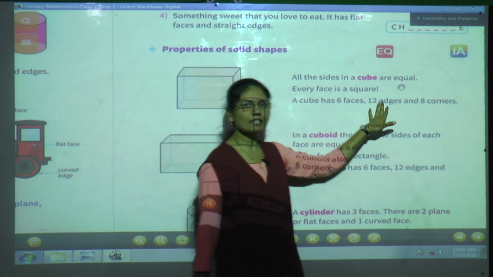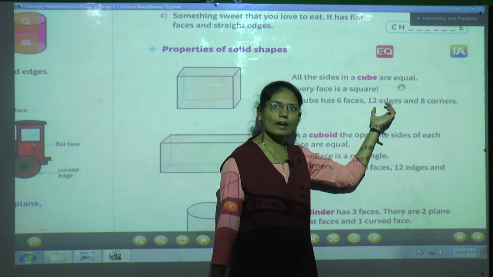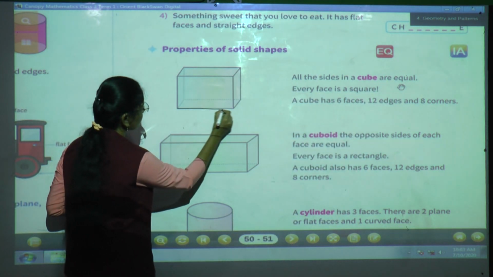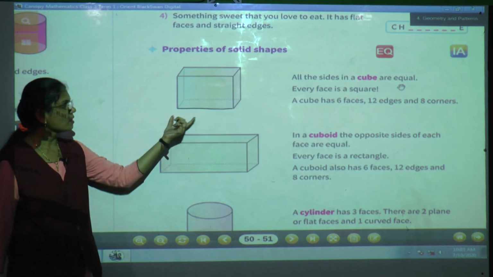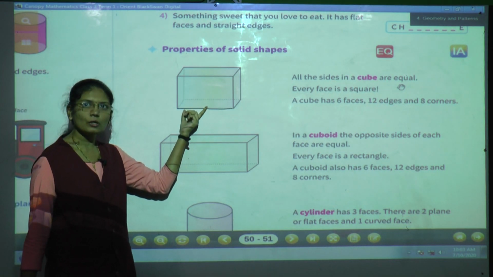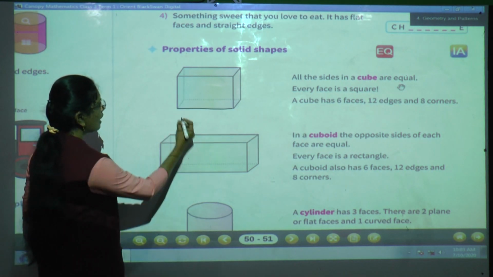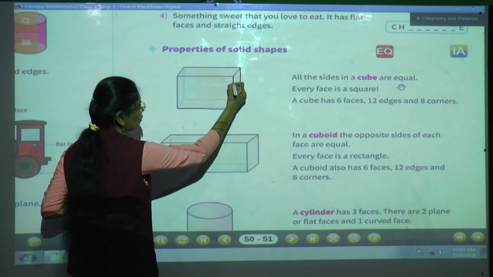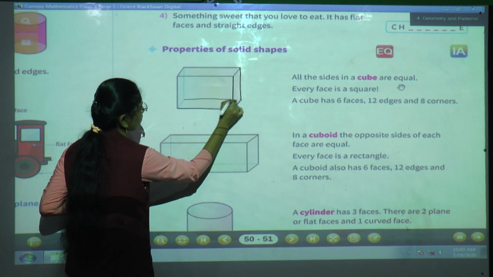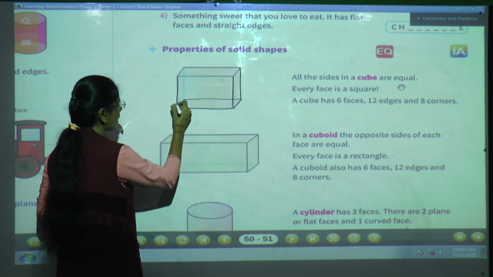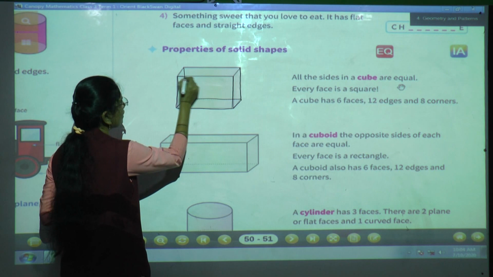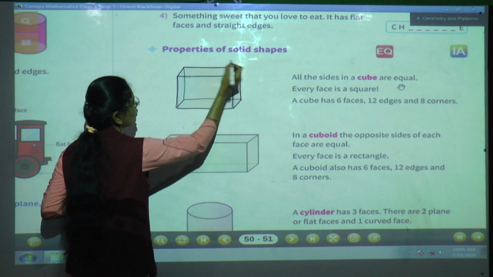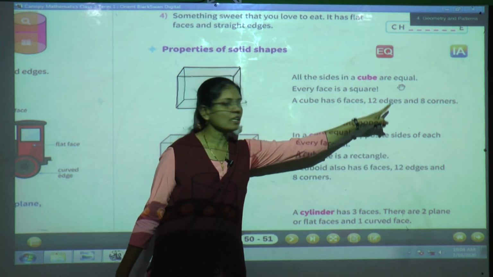And how many edges does it have? Yes, a cube has 12 edges. Now I will show you the edges. Can you see these lines? This is called an edge. Okay. So how many edges does a cube have? A cube has 12 edges. Now we will count. 1, 2, 3, 4, 5, 6, 7, 8, 9, 10, 11 and 12. So a cube has 12 edges.